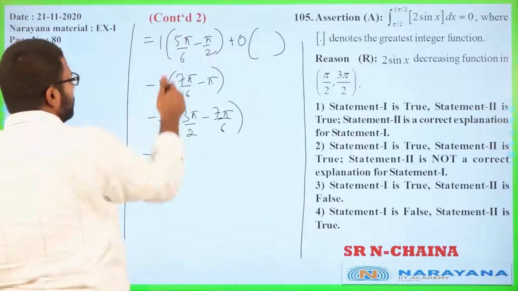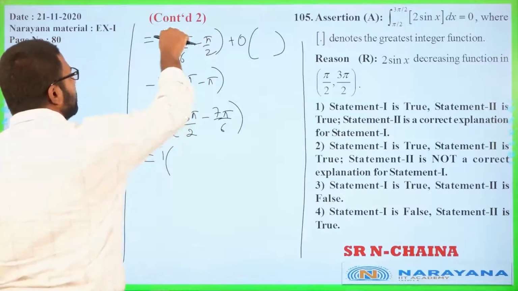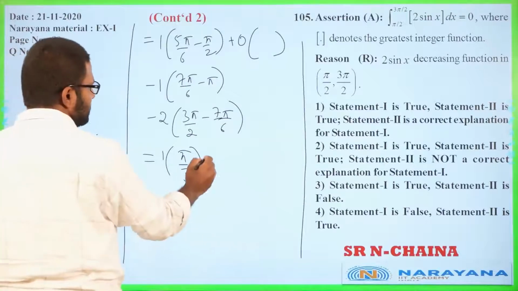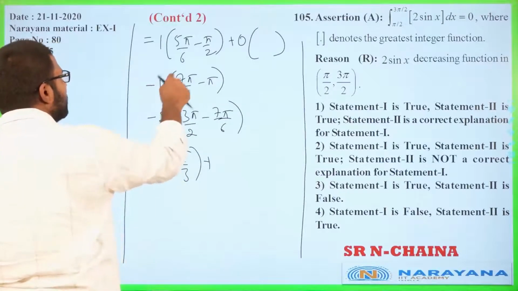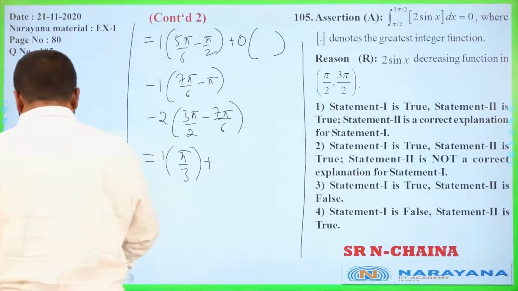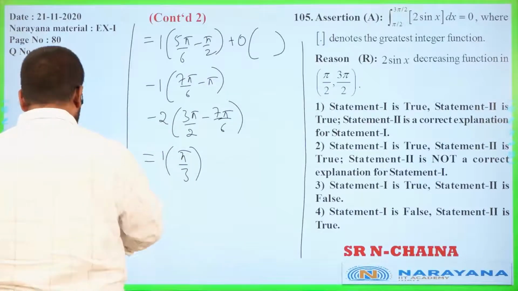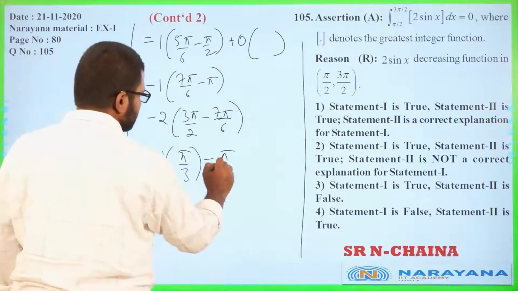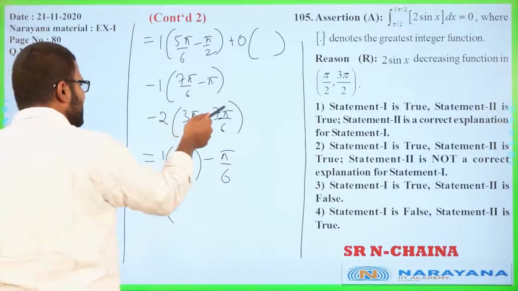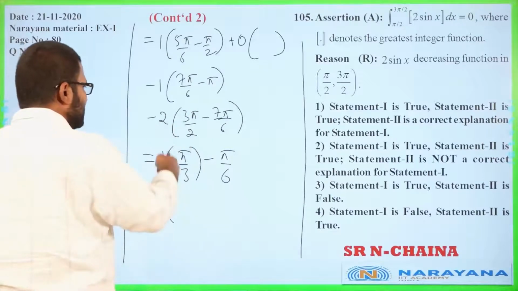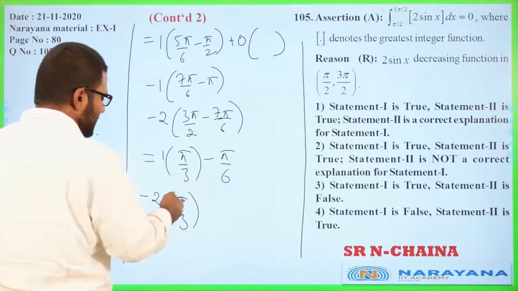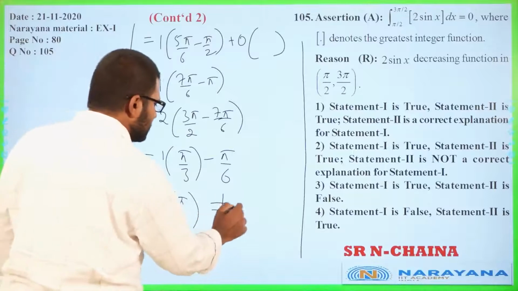So this is 1 into 3 pi by 6, 5 pi by 6 minus 3 pi by 6 is 2 pi by 6, which is pi by 3, right? Then 0, then we know this difference is anyway 30 degrees, so pi by 6 only. So this becomes minus of pi by 6, and minus 2 into, make this 9 pi by 6 minus 7 pi by 6, so 2 pi by 6, which is pi by 3. So 60 degrees minus 30 degrees minus 120 degrees, it is clearly not equal to 0.